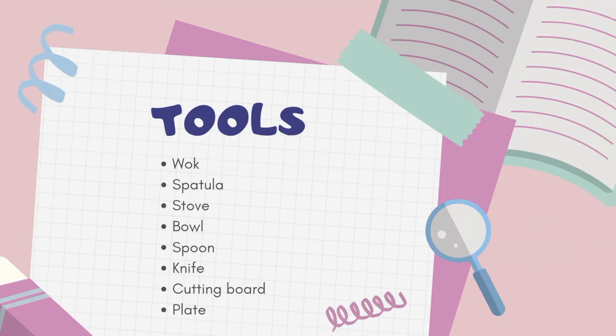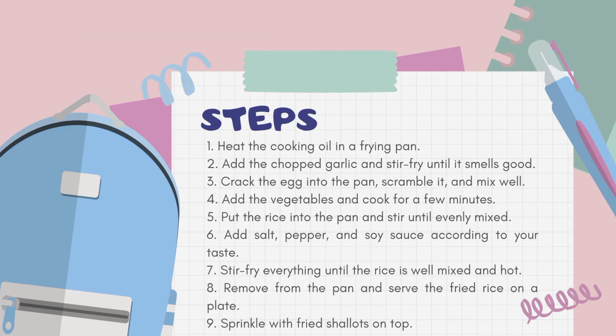Next, there are tools for making fried rice, namely wok, spatula, stove, bowl, spoon, knife, cutting board, and plate. Next are the steps. First, heat the cooking oil in a frying pan. 2. Add the chopped garlic and stir fry until it smells good.